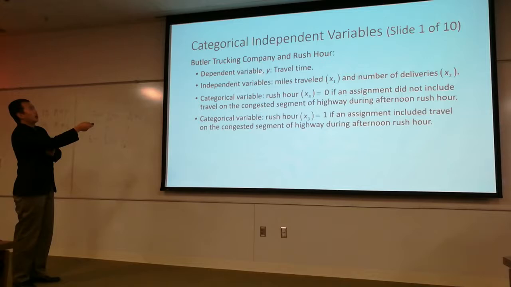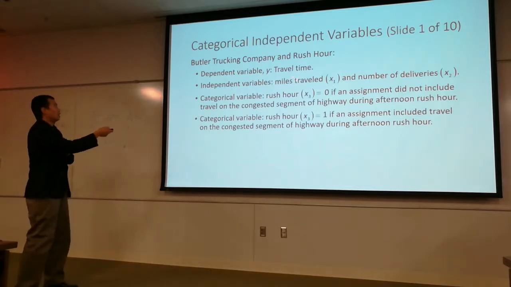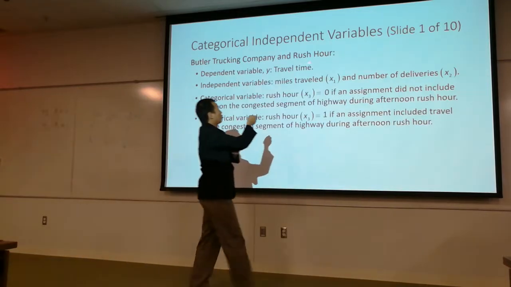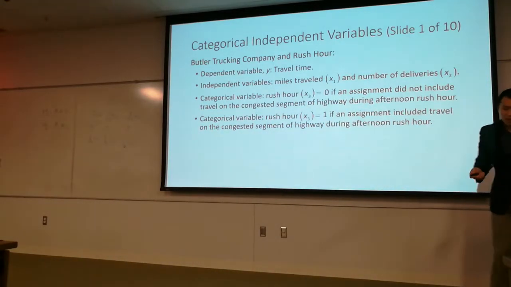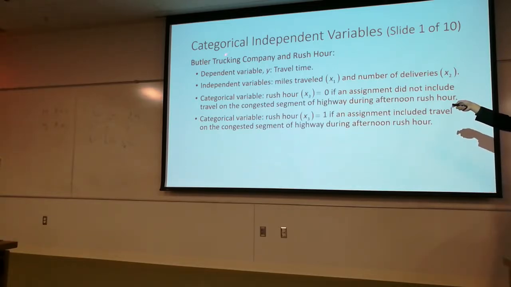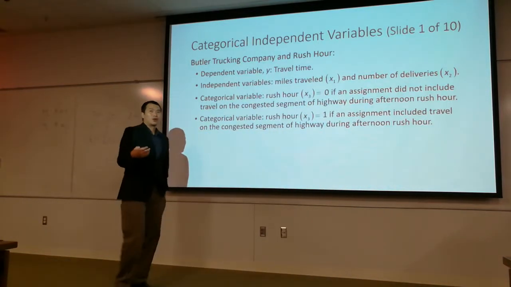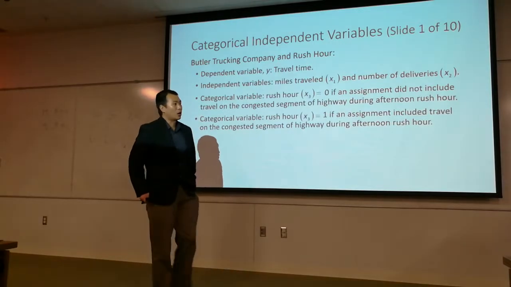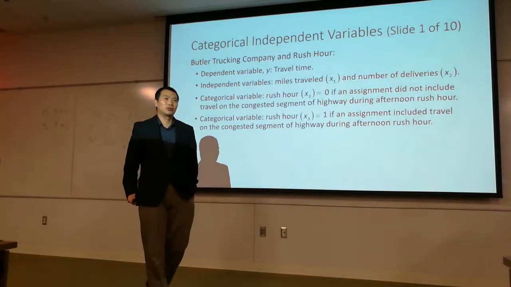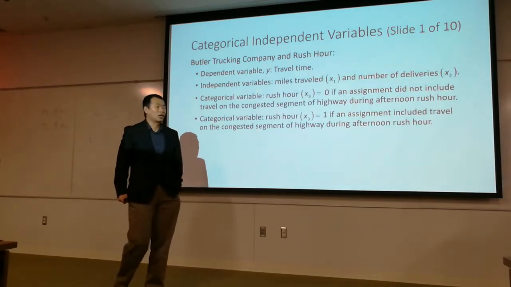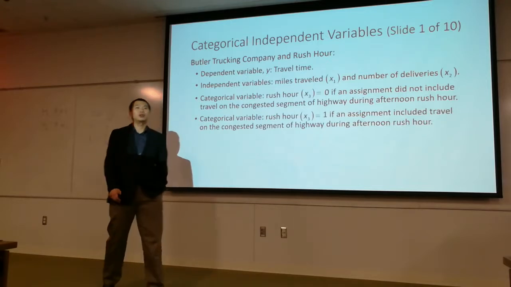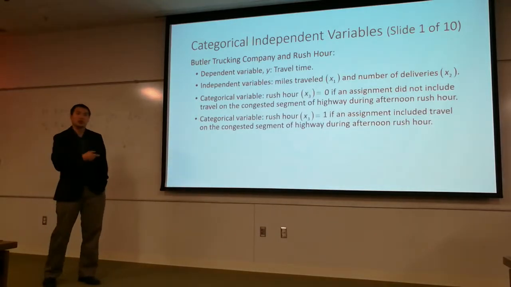For example, dependent variable y is the travel time. We still have the travel time. And one more thing we want to discuss is the rush hour. Still, we want to see what factors contribute to the travel time. We know the gas consumption, the miles we travel, those two factors contribute to the travel time. But rush hour is also an important factor. So if you're driving around 5 in the afternoon versus around 3 a.m. in the morning, the travel time will be totally different. So rush hour, of course, is going to be a very important factor.